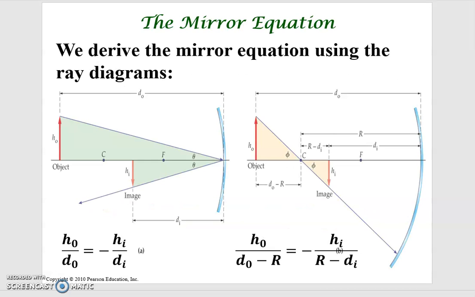So the mirror equations. I have introduced the size of the object, which is h0, and the size of the image, which is hi. And the distance from the object to the mirror is d0, and the distance from the image to the mirror is di. And we find out there is actually a connection between d0, di, and the focal length, and that is the mirror equation. And now I'm going to derive that for you.